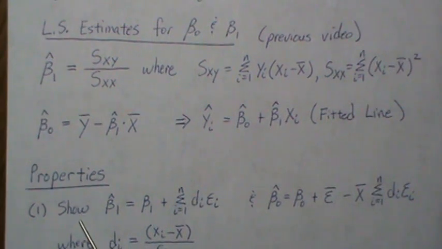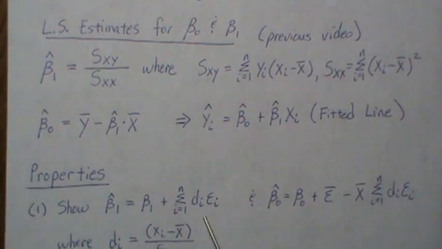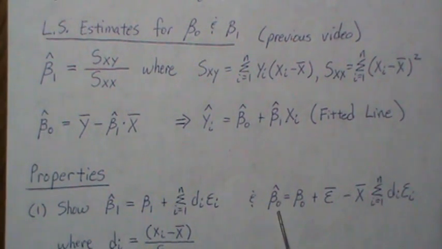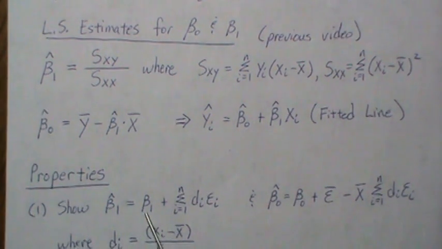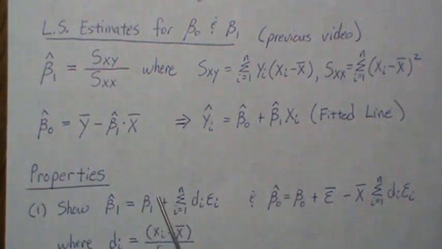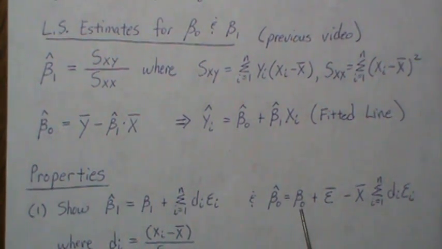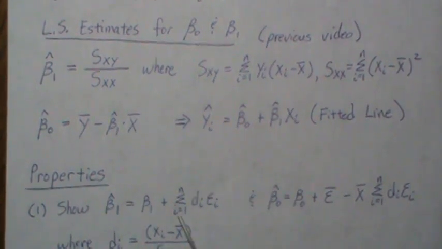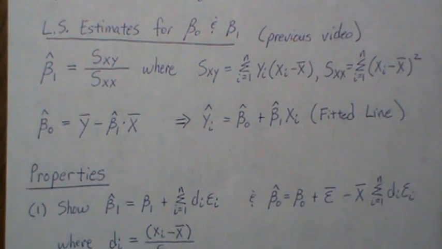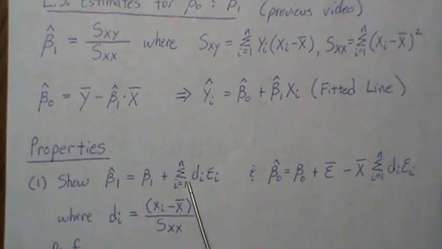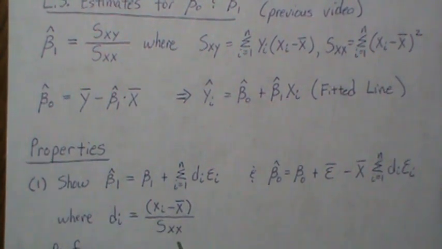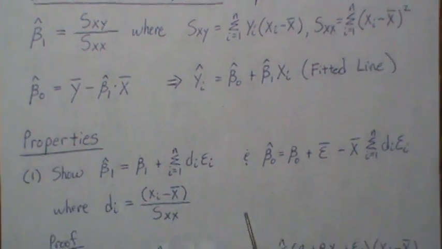First of all, let's show that beta 1 hat and beta naught hat can be written as these estimates: the parameter of interest plus this sum. This is going to help us when we calculate the expected value, the variance, the covariance and so on. Here d_i is this quantity, (x_i minus x bar) over S_XX, times the error term.